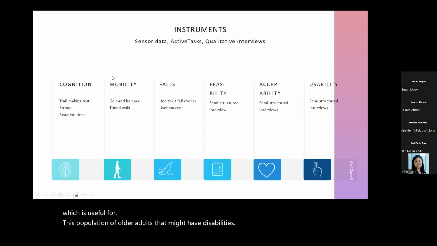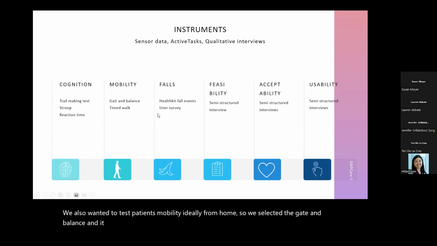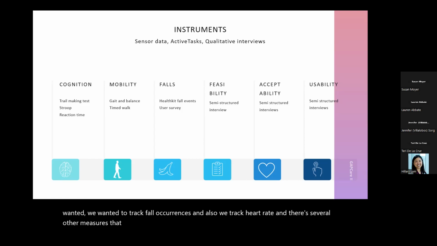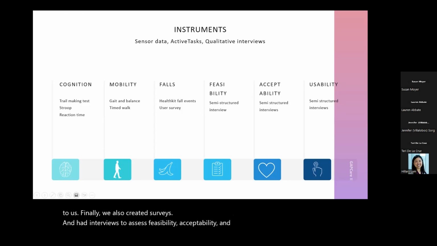We also wanted to test patients' mobility, ideally from home. So we selected the gait and balance and the timed walk test. And then in terms of the HealthKit physiological measures, we wanted to track fall occurrences, and also we track heart rate, and there are several other measures that you can select, but those are the ones that we thought might be relevant to us. Finally, we also created surveys and had interviews to assess feasibility, acceptability, and usability.